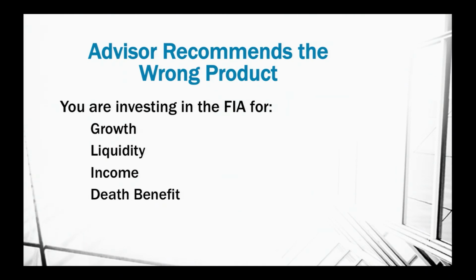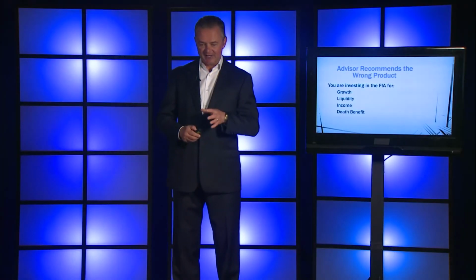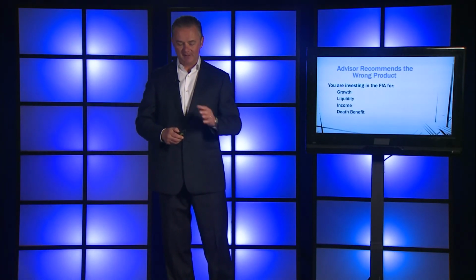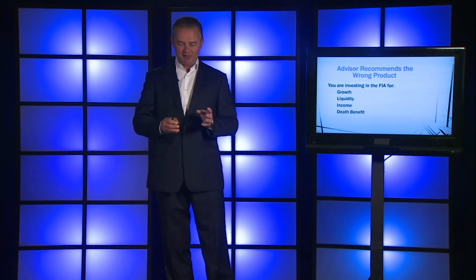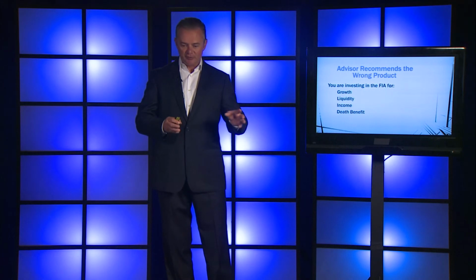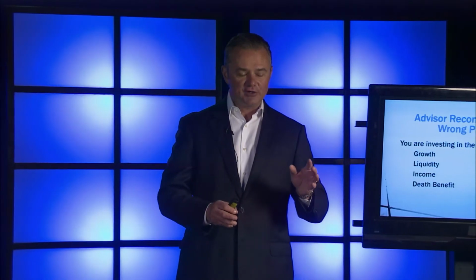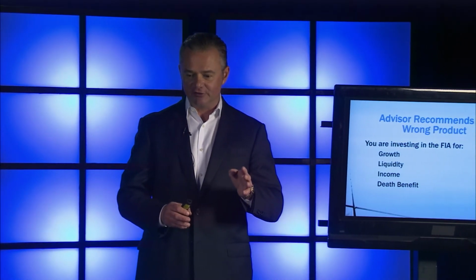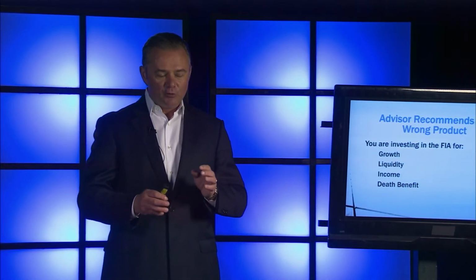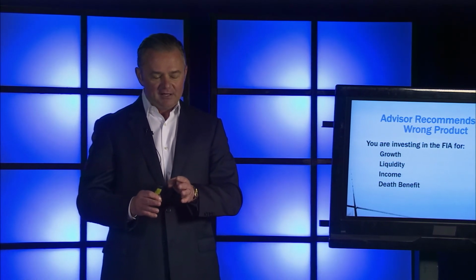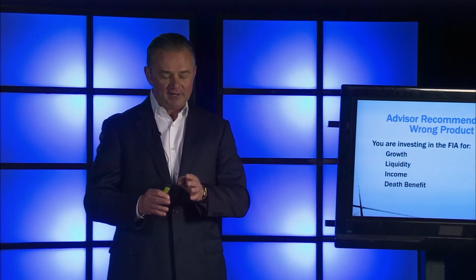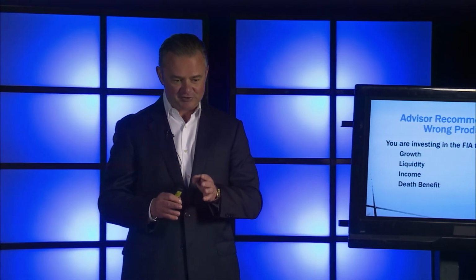So something that is geared towards growth is not going to have a good income benefit. Something that's geared towards income is not going to have a good growth benefit. And I'll give you a good example. Let's say that you're comparing two different fixed index annuities. One is geared towards growth, one is geared towards income. The one geared towards growth, you can earn up to 4% of the S&P 500 in any 12-month period. The one that's geared towards income, you can earn up to 2.25% of the S&P 500.